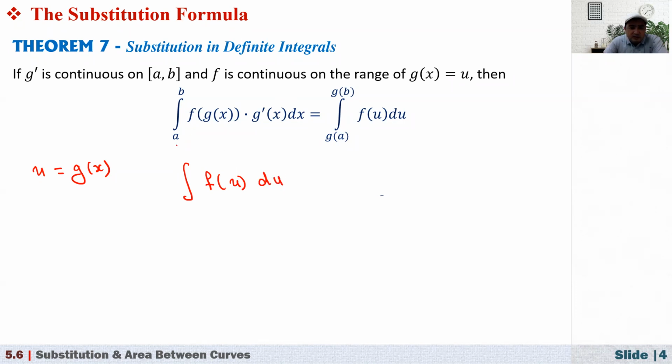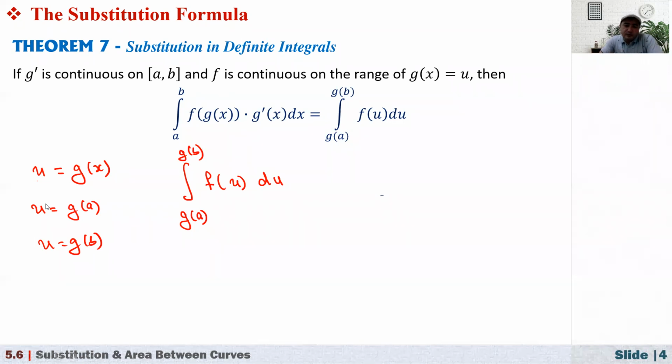Now, how about these integration limits? What is the value of u when x is equal to a? So actually, u is equal to g of a, right? And also here we have u equal to g of b. And since these two functions are continuous, if you're making this substitution, it also takes all the values between g of a and g of b. And that's why also we have to change the integration limits here. Here we have g of a, and here we have g of b. Okay, and this is how we evaluate this kind of integrals.